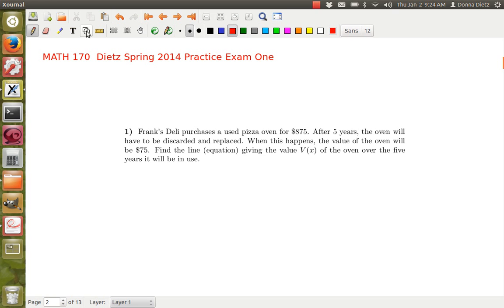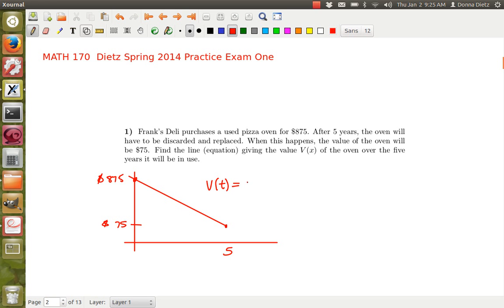You don't have to draw this, but if it helps, you can draw this little grid that shows you what's happening. The value is not actually going down to 0, it's going down to some other value. So down here is $75, and that time will be 5 years, but it starts off at $875. Okay, so we want value as a function of time is equal to, and I want you to think mx plus b here.